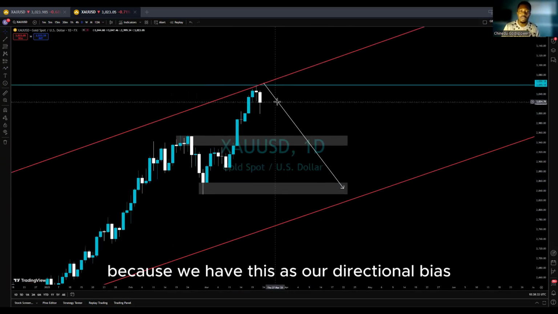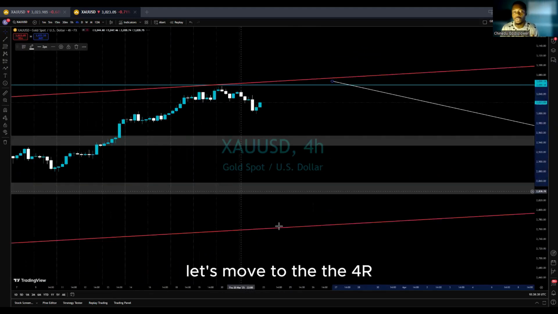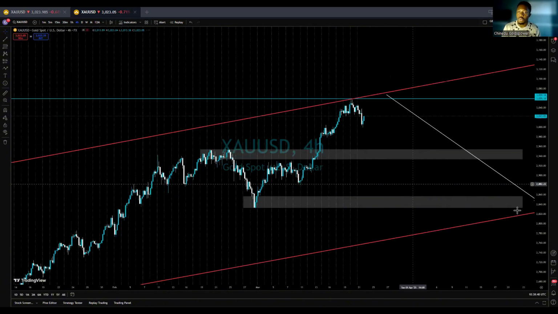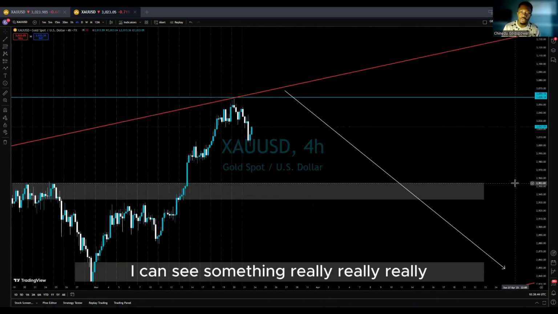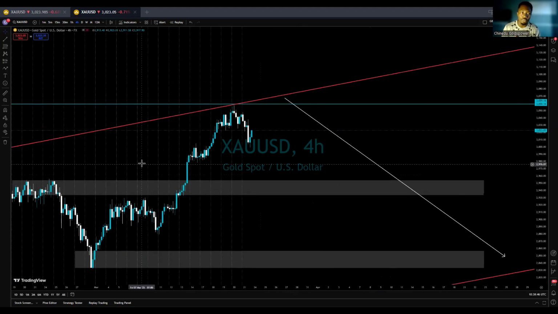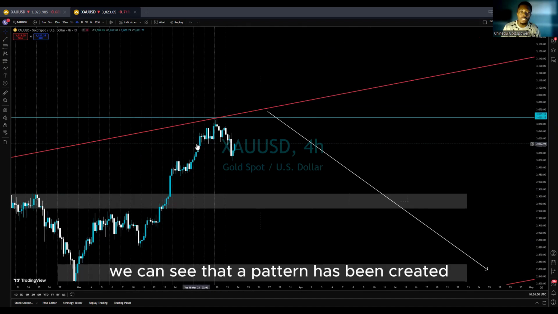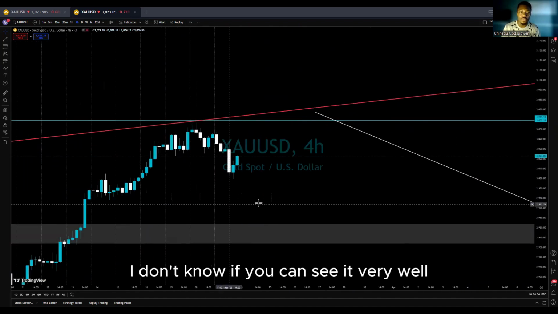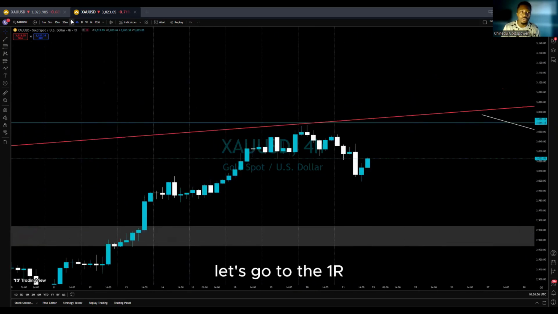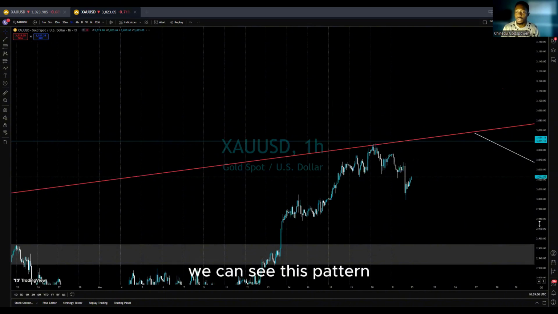Because we have this as our overall directional bias on the daily time frame, let's move to the 4-hour. On the 4-hour, I can see something really beautiful. A pattern has been created. I don't know if you can see it very well. Let's go to the 1-hour so we can have a better understanding. Yes, beautiful. We can see this pattern.